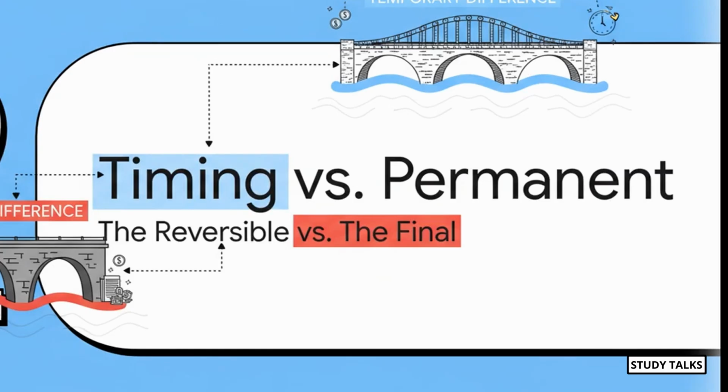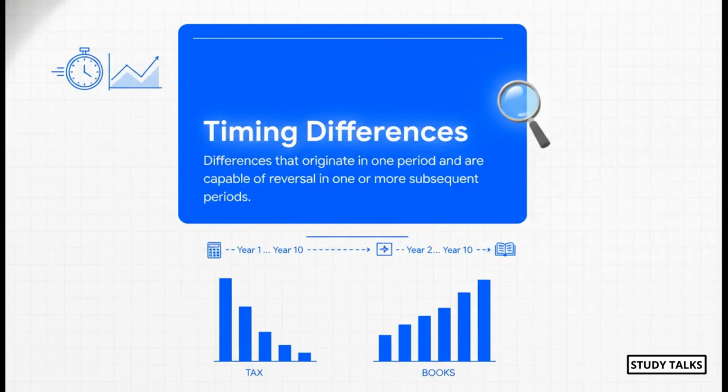Okay, this leads us to the two big reasons why these profits disagree. You can think of them as two kinds of gaps. One gap that we can build a bridge over, and another that's just, well, an unbridgeable canyon. First up, we have timing differences. Now listen closely. This is absolutely key. These are differences that start in one year, but, and this is the important part, they will reverse or cancel themselves out in the future.